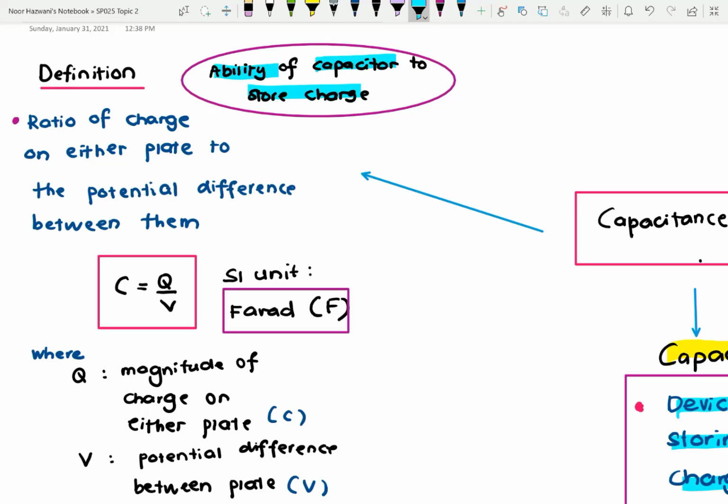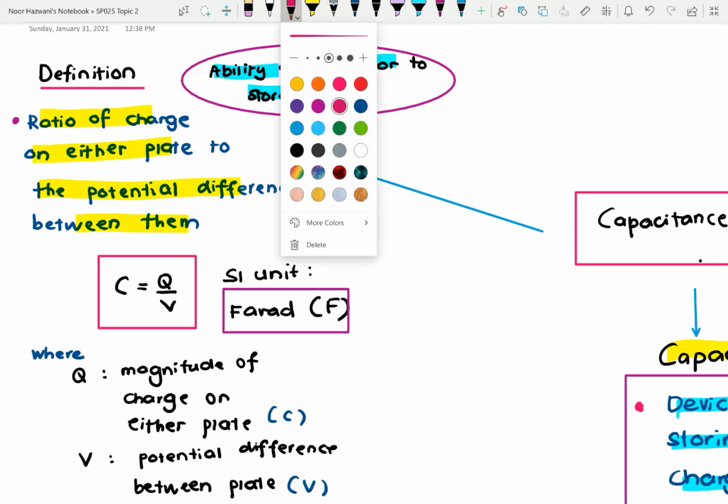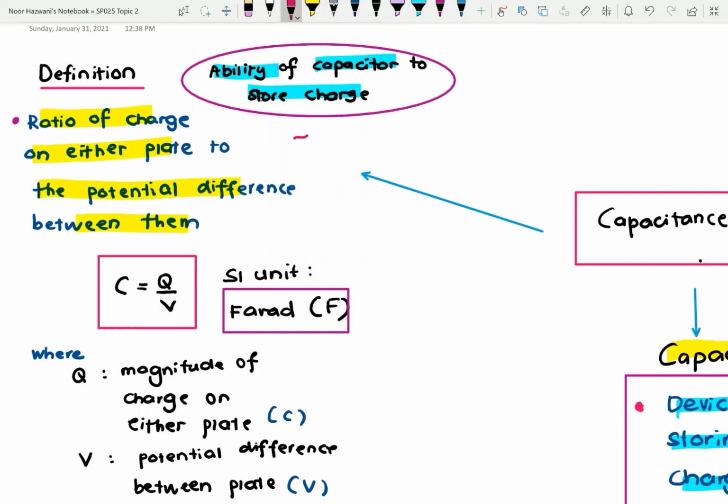Okay, secara teorinya, definitions of capacitance is actually ratio of the charge on either plate to the potential difference between them. Tadi bila kita lukis kita punya capacitance, it has actually two conducting plate. So maksudnya ratio of the charge ni maksudnya charge yang disimpan on either plate to the potential difference between them. Okay, so secara matematiknya kita boleh tulis C equals to Q over V, where Q is the magnitude of the charge on either plate.